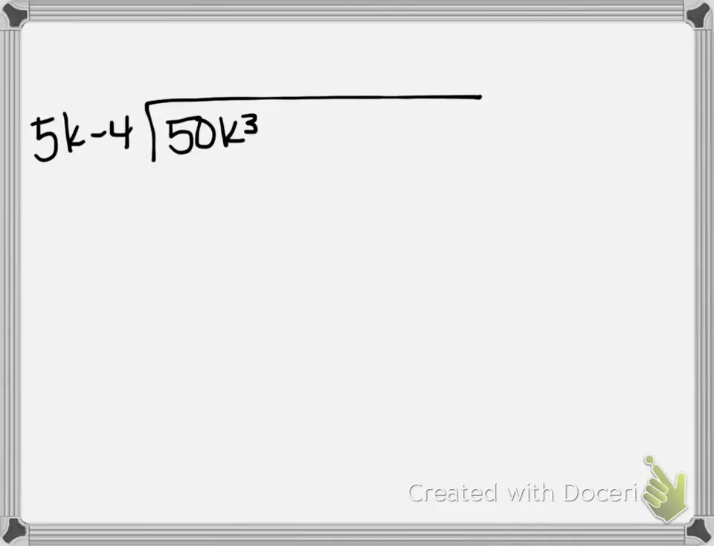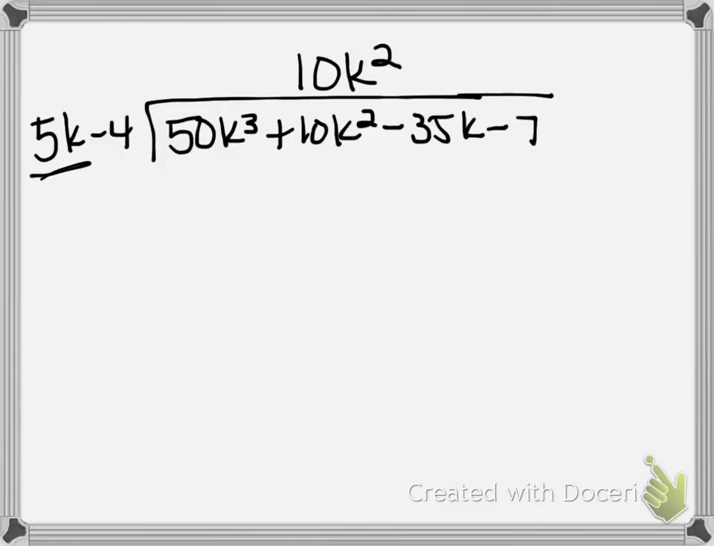Let's get more practice with that. So I have my 5k minus 4, and my dividend is 50k cubed plus 10k squared minus 35k minus 7. And so I have to ask myself, 5k times what gives me 50k cubed? That answer is 10k squared. So 10k squared times 5k is 50k cubed, and 10k squared times negative 4 gets me negative 40k squared.